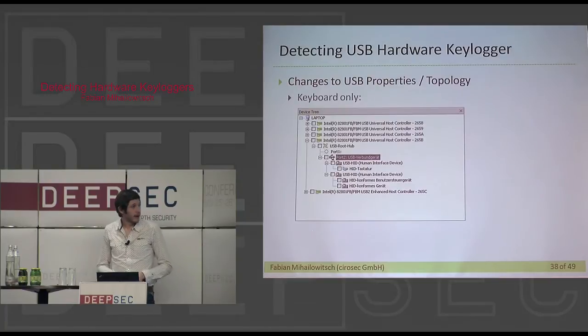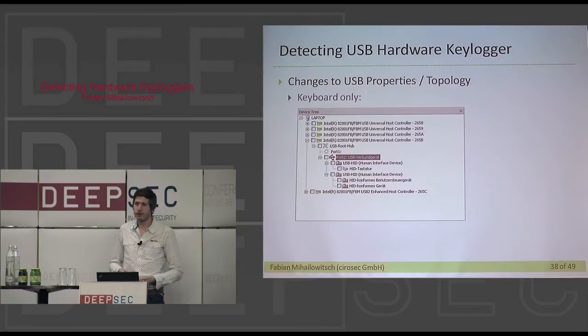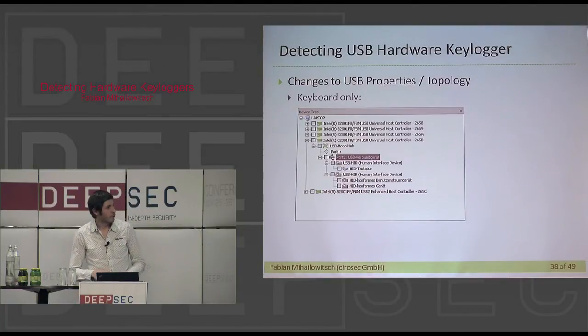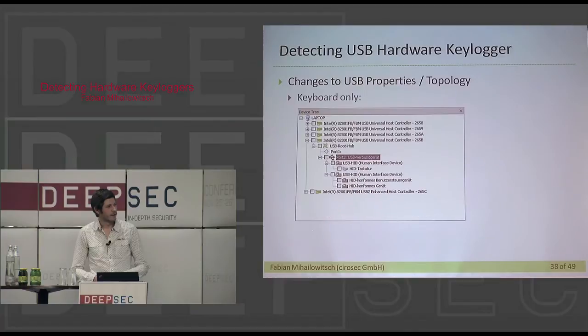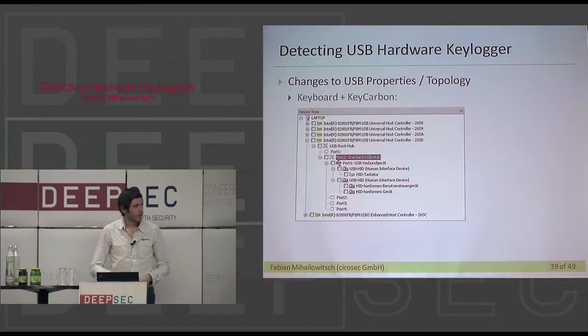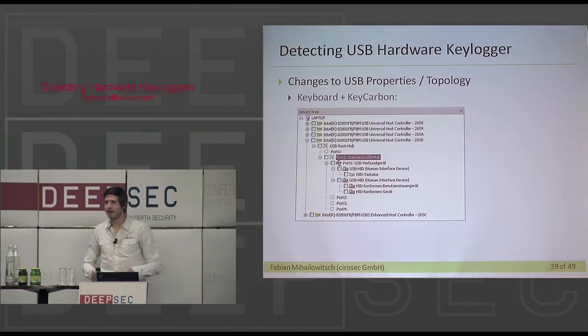The next thing, which is more obvious, are changes in USB properties and topology. That's how it looks for my notebook. We can see root hub. We have port 1, port 2, and on port 2, the keyboard is plugged in. Now, if we plug in a keylogger, it looks like that. Did you see it? The Keycarbon? What actually happens? On port 2, it just places a USB hub with 4 ports and plugs my keyboard into that port 1. So it just introduced a new hub.